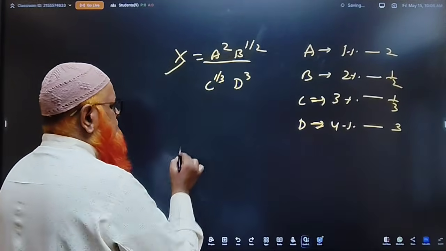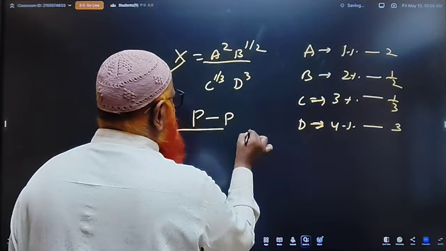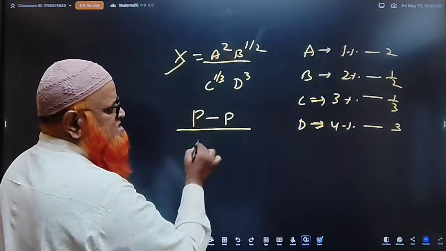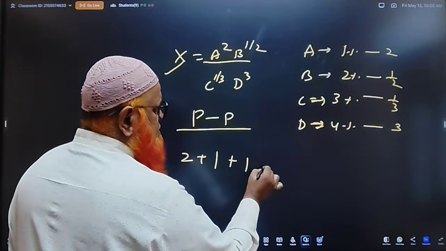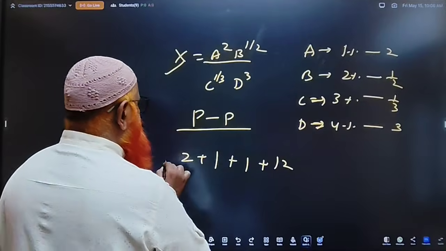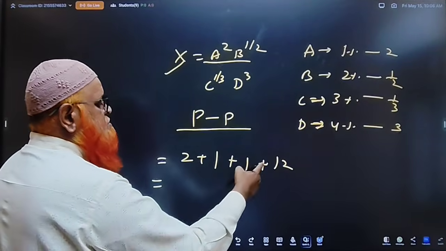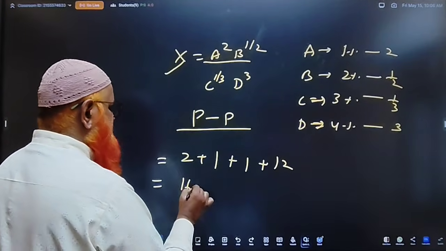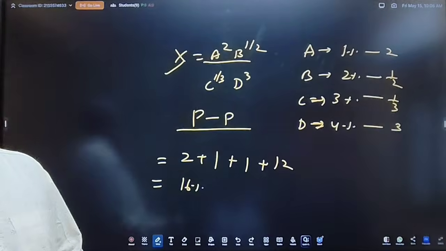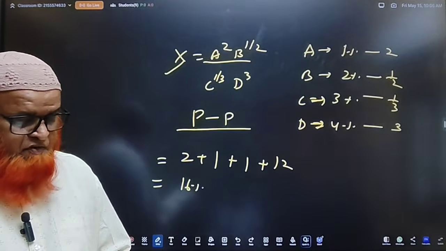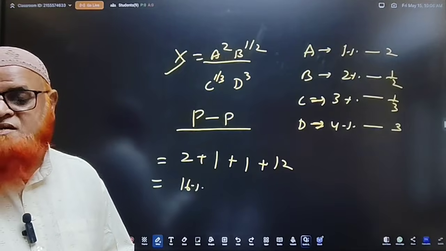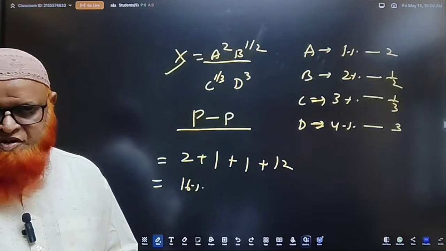That's it. The PP technique, power percentage technique, means just multiply them. 2 ones are 2, 2 into half is 1, 3 into 1 by 3 is 1, 4 into 3 is 12. Just add them: 3, 4, 5, so 13, 14, 15, 16% is going to be your answer. Simple questions. So power percentage technique. These are some of the questions regularly asked by students in units and dimensions.